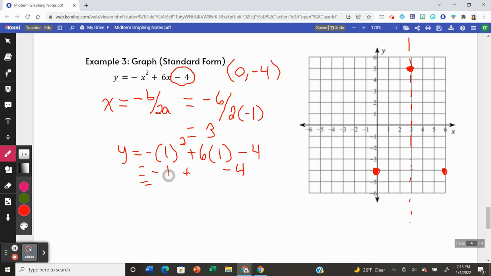So in that case, I get negative 1, a positive 6. So altogether, I get a positive 1, which means that 1 comma 1 is a point on our graph. So that 1, 1 is 2 units away from our axis of symmetry. So if I go 2 units away to the right, I get an additional point, and that is our 5. So again, trying my best to make a U.